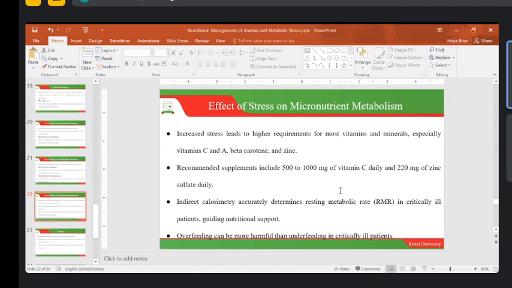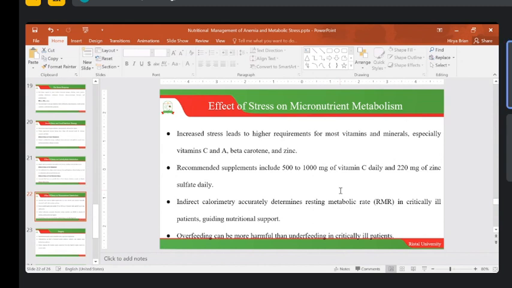Right. So indirect calorimetry accurately determines the resting metabolic rate. I hope you remember this when we're talking of the basal metabolic rate. Really, it is almost the same as the resting metabolic rate, when we are talking about the energy required for the person at their resting phase, when they are not engaging in physical activity. The energy required by your body to do those involuntary activities like breathing, etc.